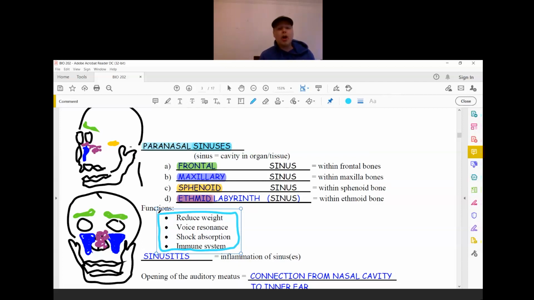Another function that we've noticed with the sinuses is that our voice, the tone of our voice, depends greatly on our sinuses, so that's where voice resonance takes place as well. The next one is a little bit more controversial, still being discussed. So you can think of, just as we have a car, which I've drawn a really simplified version here.